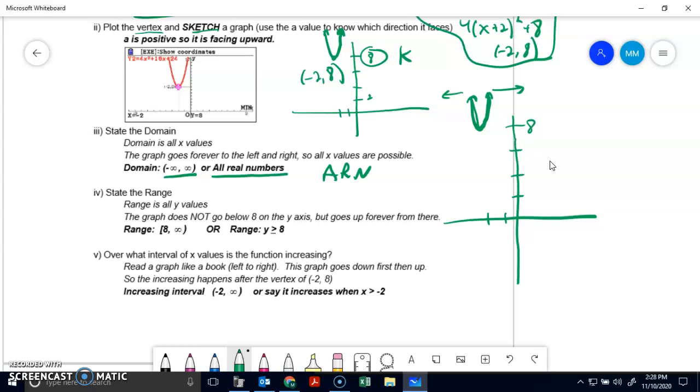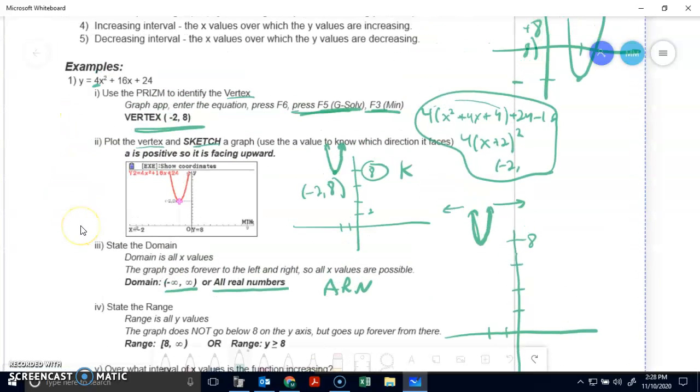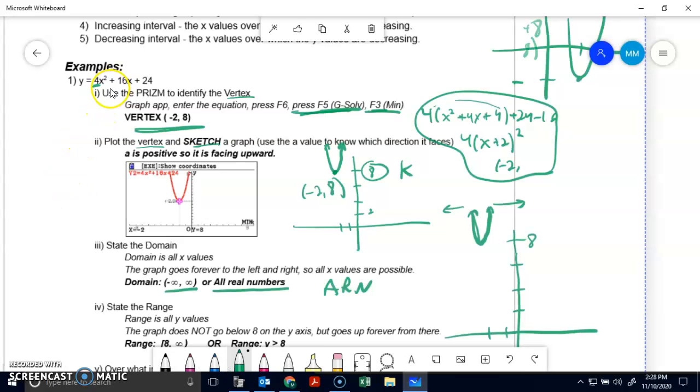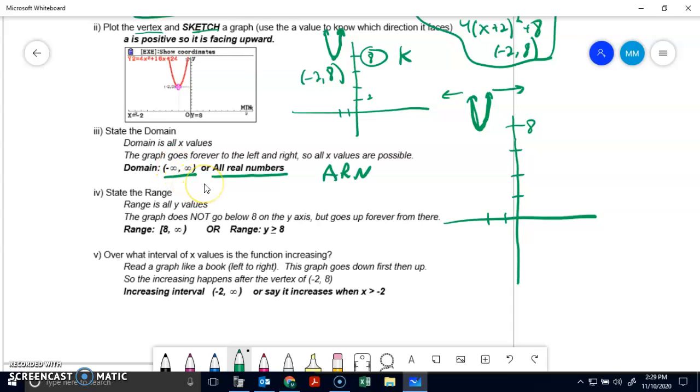There is no x value that you can't plug in. Pick any x value in the world, and you're going to be able to plug it into that equation up there, the 4x squared plus 16x plus 24. All x values are possible. Range, however, is capped. You cannot go below 8. There is no graph lower than a y value of 8.